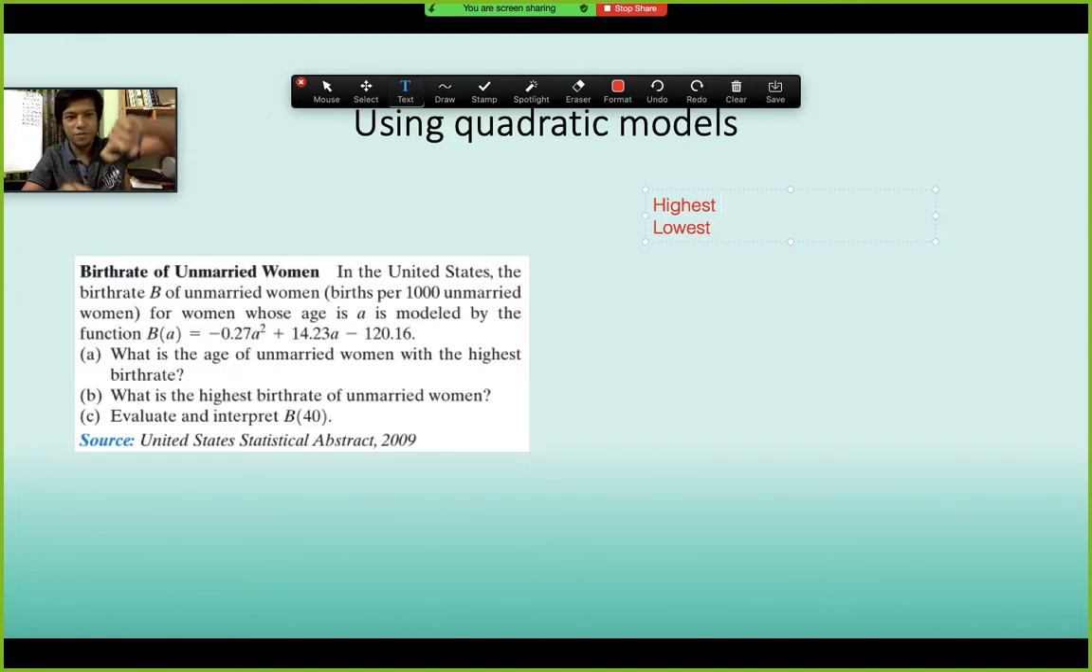So this is the lowest. The lowest is also the vertex. So basically, if someone asks you in any question to find the highest or lowest, they are asking you the vertex. They are talking about the vertex. Now in the vertex there are two values: one is the x value of the vertex and the other is the y value of the vertex.